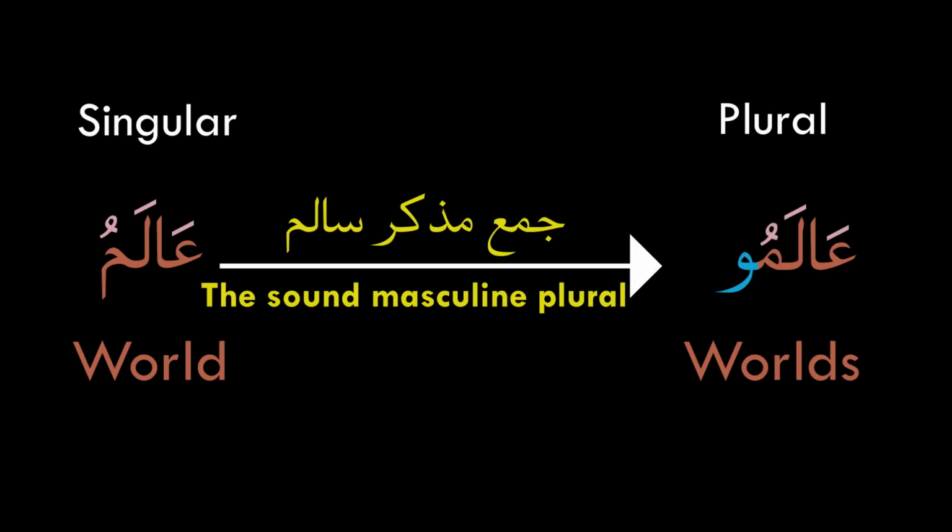If the noun in its singular form ends with a dhamma, then its plural form should end with a waw and noon, like al-alamu in singular form and al-alamun in plural form. And if the noun in its singular form ends with a fatha or a kasra, then its plural form should end with a ya and noon, like al-alama in singular form, al-alamin in plural form, and al-alami in singular form is also al-alamin in plural form.